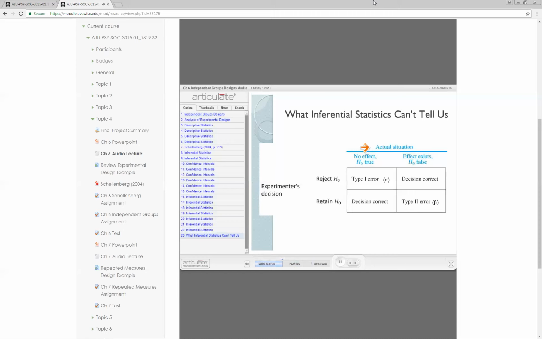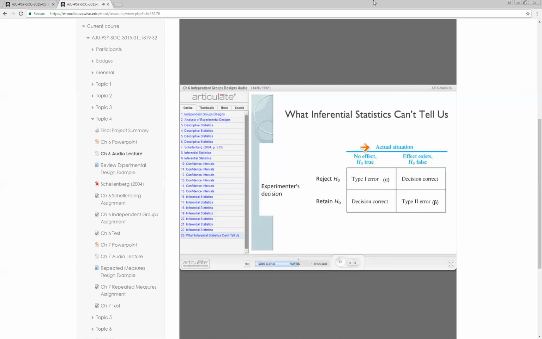There's also, however, the actual situation. I've heard people call this what the recording angel knows. If the recording angel knows everything that's going on, knows the truth, what the real numbers are for the population, this would be what they know. The reality could be that there really is no effect, that there really is no difference between the groups, or the reality could be that there is an effect, that there is a true difference between the groups. So that gives us 4 possible decisions.